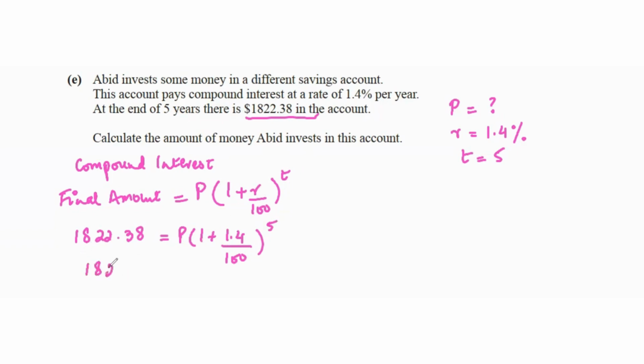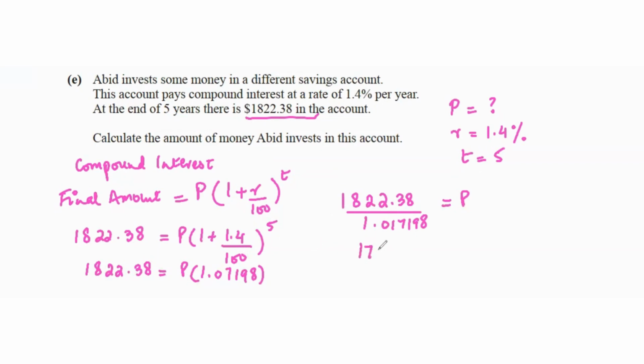So let's first find the value of the bracket. That's going to be 1.07198. Then we divide 1,822.38 by this value, and that's going to give us the principal amount or the initial amount that he invested, which is $1,700.01.